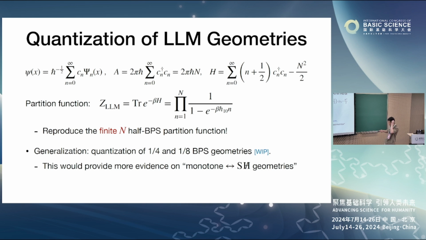And there are some generalizations that one can do. We can consider similar quantization for the 1/4 and the 1/8 BPS geometries, and then try to compare the partition function from this quantization with the CFT partition function. And that will give us more evidence for the conjecture that monotone cohomologies are dual to smooth and horizonless geometries. That part, I'm not sure. For the 1/4 and 1/8 BPS geometries, they are much more complicated, and it could be that we can only carry out the quantization in a large n limit. Yeah.